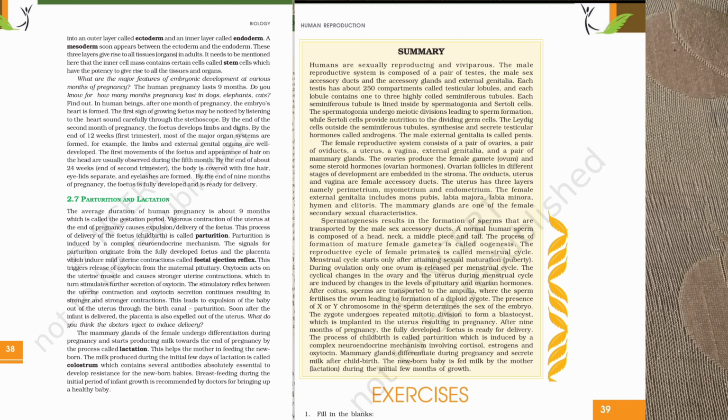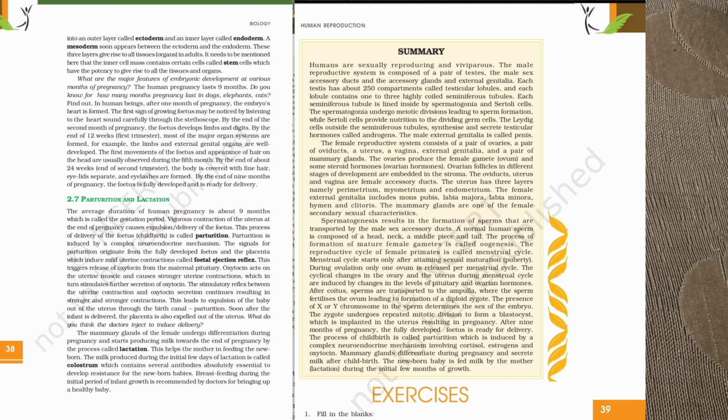Parturition and lactation. The average duration of human pregnancy is about 9 months, which is called the gestation period. Vigorous contraction of the uterus at the end of pregnancy causes expulsion or delivery of the fetus. This process of delivery of the fetus, childbirth, is called parturition. Parturition is induced by a complex neuroendocrine mechanism.